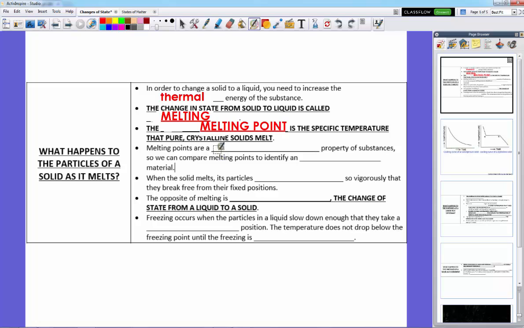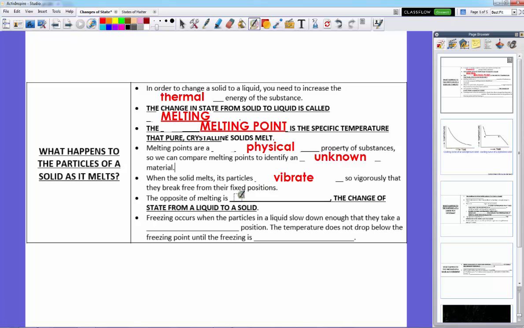Melting points are a physical property of substances, so we can compare melting points to identify an unknown material. It makes it easy for us to bracket between known substances, and it helps us figure out what they are. Now, at the molecular level, the particles of a solid vibrate, and they start vibrating faster because they have more thermal energy, and they start vibrating so much they break out of their fixed positions, and that allows it to become a liquid.